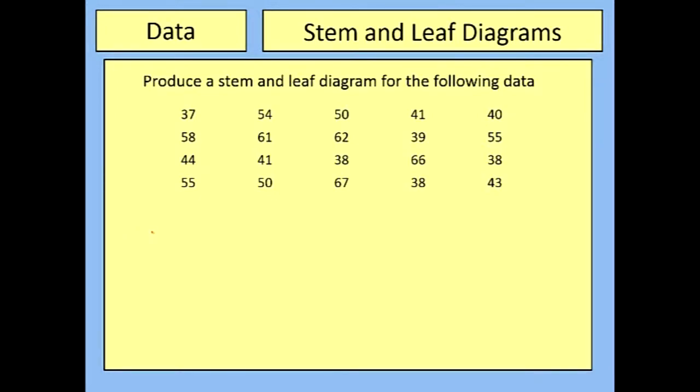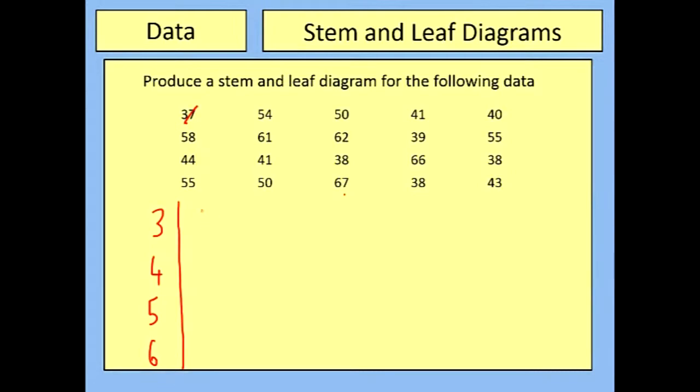Okay, here are the answers to this question then. The smallest number you should have found was 37 up here, and the largest number is in the 60s. We've got 67 right here. So our stem needs to go from the 30s, 40s, 50s, and 60s. The next thing then is to plot these numbers.